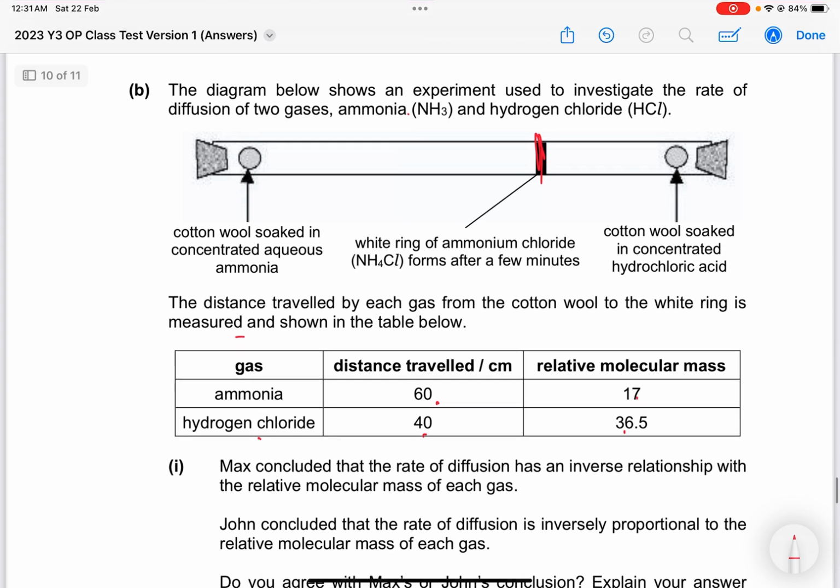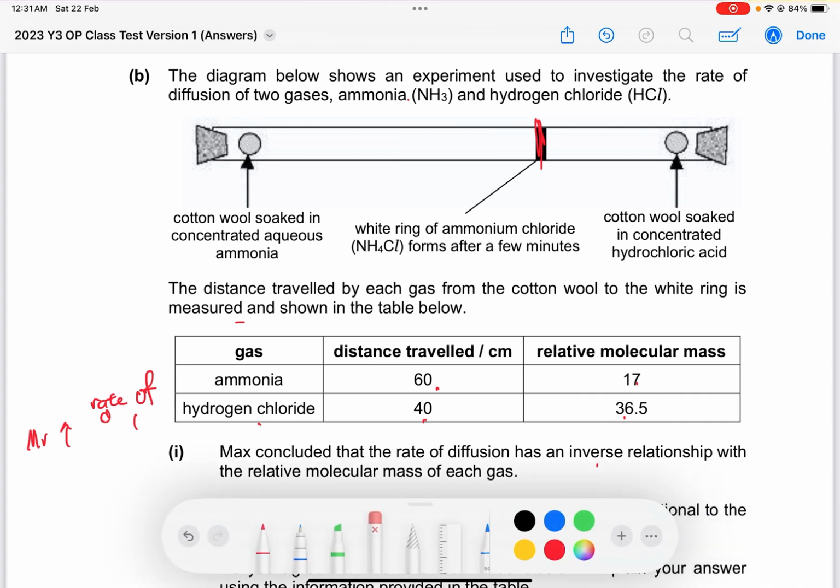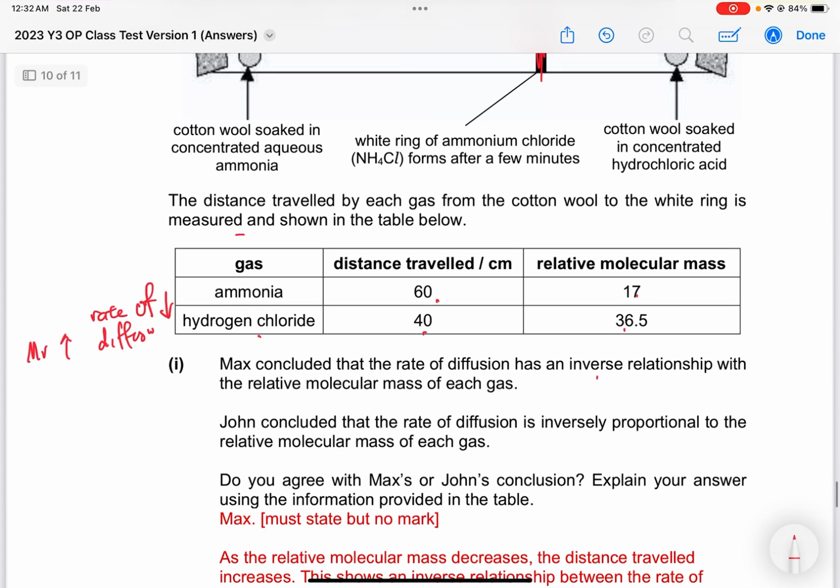So then they came up with a conclusion. They say Max concluded a rate of diffusion is inverse relationship from the relative molecular mass. It means what? It means that when the Mr increase, the rate of diffusion decrease. Okay, this is the inverse relationship. Then so is Max correct? Actually Max is correct.